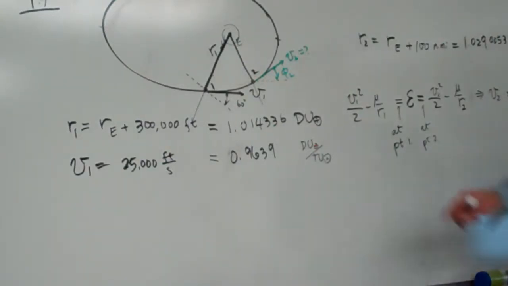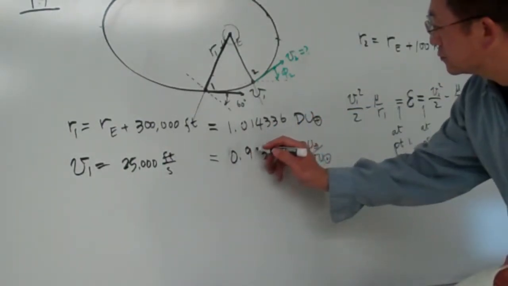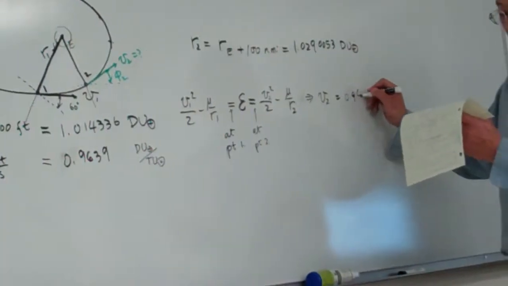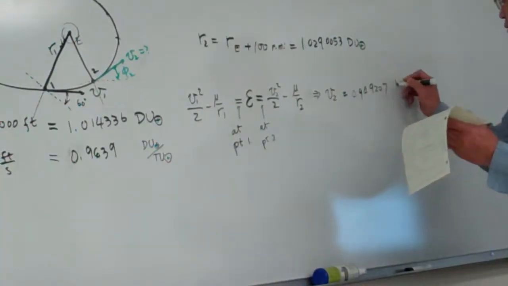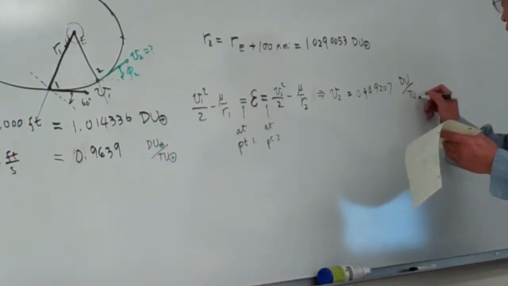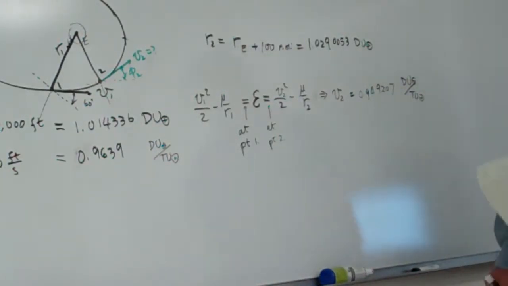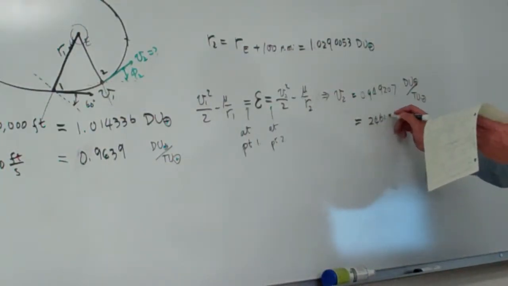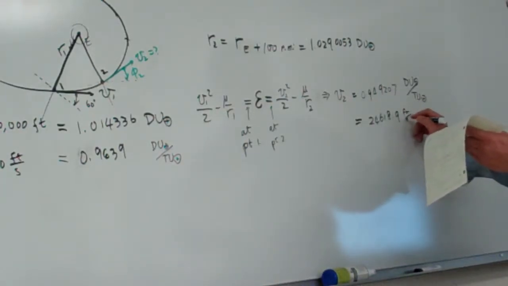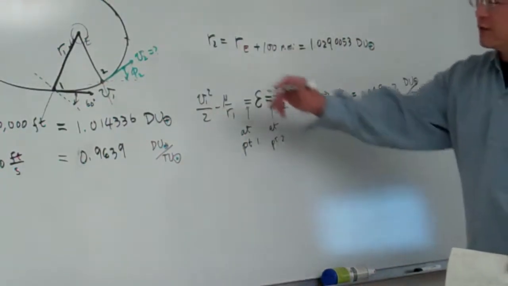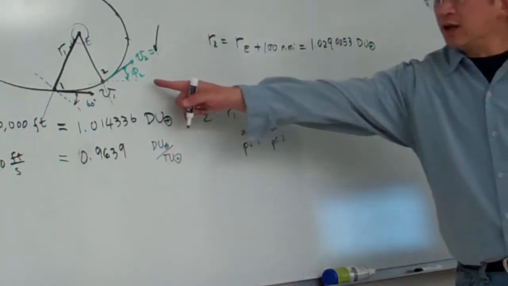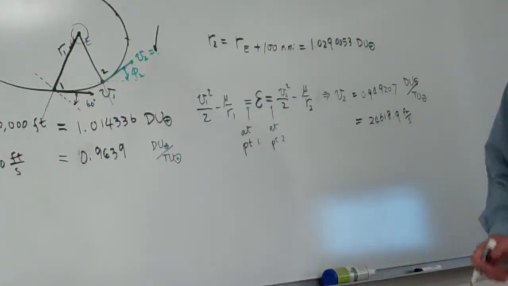Okay. So everything we put in here, the V2 will be 0.949207 DU/TU. And if you want to convert it, that is 24618.9 feet per second. Okay, so we have this one done. Now, remaining is how to determine the flight path angle.